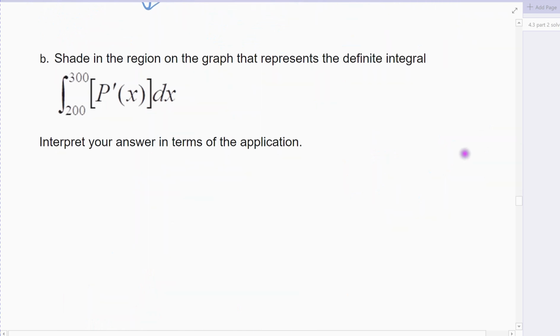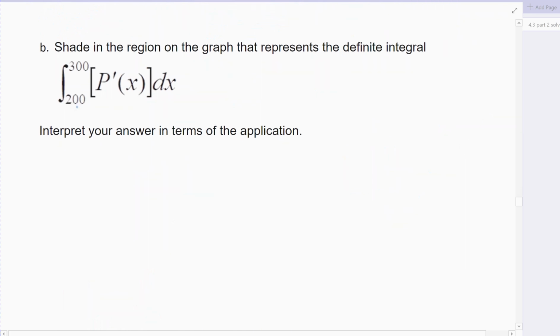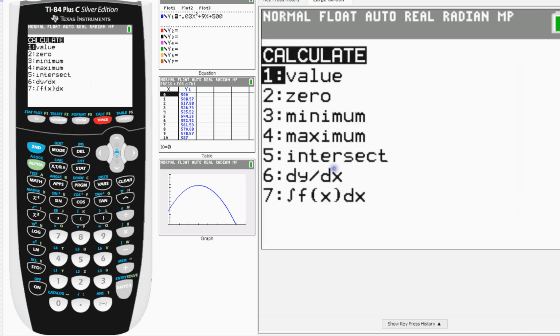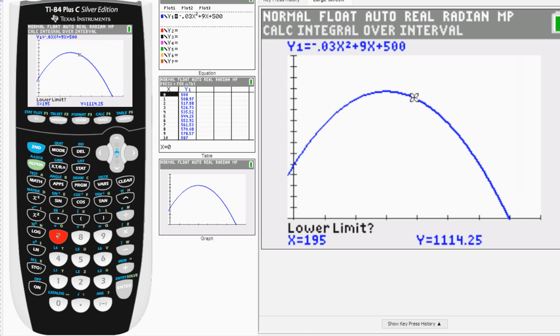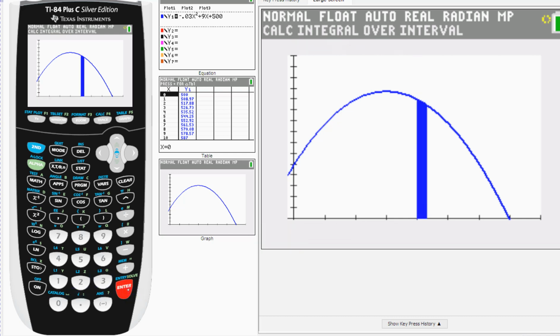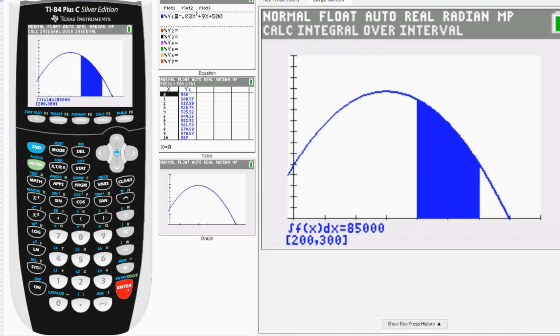Alright, so now we're going to shade the region of the graph that represents the definite integral, the derivative of my profit function from 200 to 300, and interpret your answers in terms of the application. I'm actually going to do this on the calculator, and then copy it on my picture here. So I'm going to pop my calculator back up. Remember how we do this on the calculator. It's under second trace. It's the very last one, 7. My lower value was 200. My upper value was 300, which is why we needed to make our window big enough, because if your window didn't cover that, it will give you an error message. Alright, so it shades that little part of the graph, and the answer is 85,000.